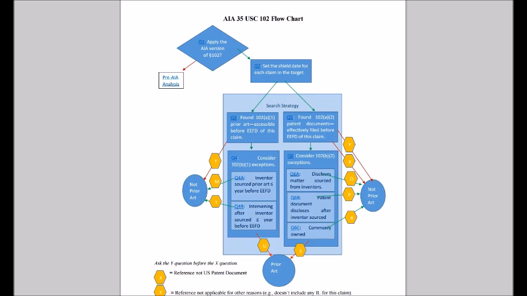Okay, and here's the AIA 102 flowchart. We determine whether or not the reference is treated under the AIA. If it is treated under the AIA, we come here. We set the shield date for each claim in the target. The shield date is the date, the farthest back, that a claim can defend a prior art attack. Under the AIA, it's the earliest effective filing date.